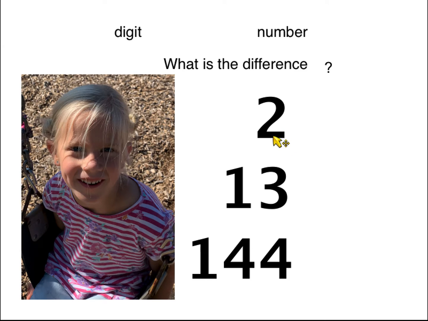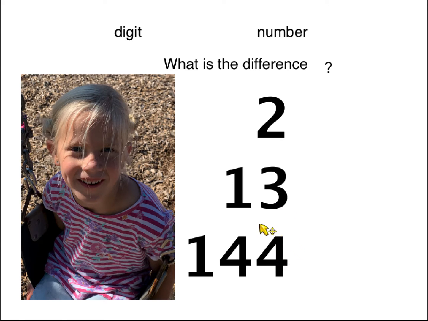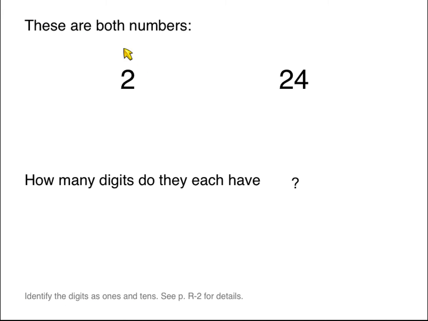So 2 is the number, it has 1 digit. 13 is the number, it has 2 digits: the tens number and the ones number. This is the number 144, and it has 1, 2, 3 digits: a ones, a tens, and a hundreds. Next would be thousands and 10,000s and 100,000s, then millions, but we don't have to know that. So these are the numbers. The number is 2 and 24, 1 digit, 2 digits.